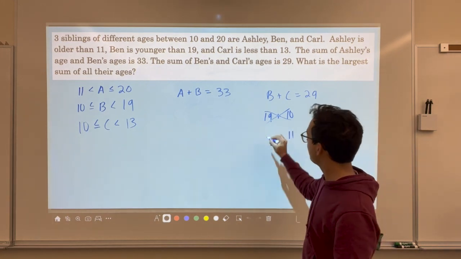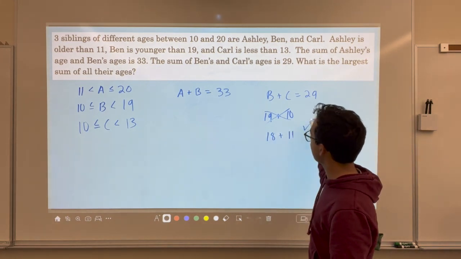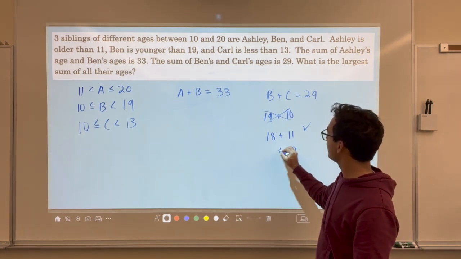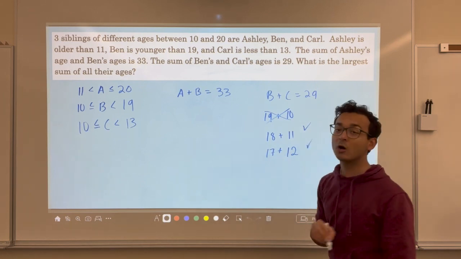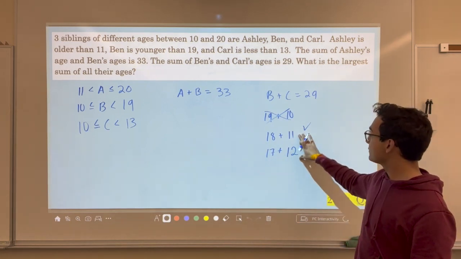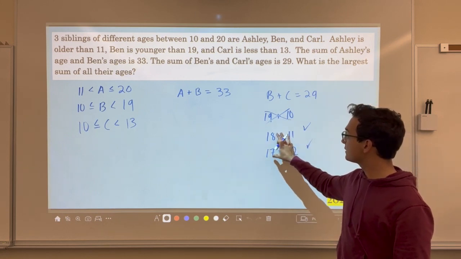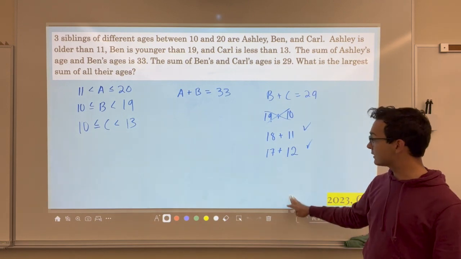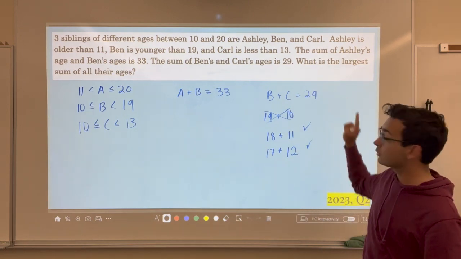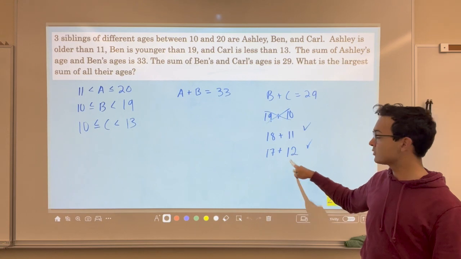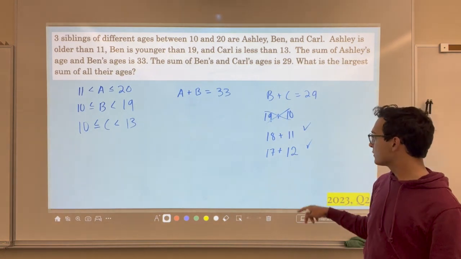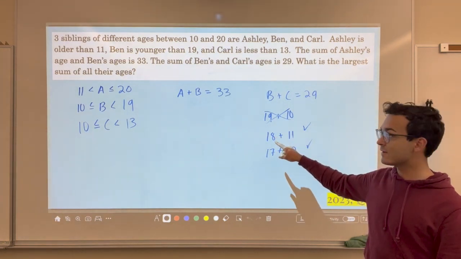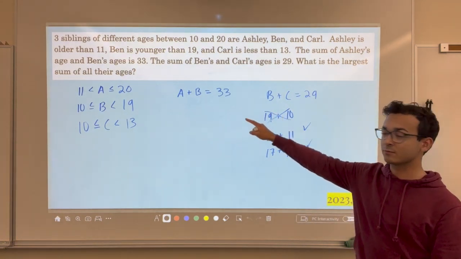What if C were 11? If C were 11, B is 18, and that is valid. And what if C were 12? If C were 12, then B would be 17, and that would also be valid. So these two scenarios are valid, so now we can use these two values of B to test over here. Notice that I didn't continue because Carl cannot be 13 years old. 12 is the oldest age that he can be. So now we know that C can only be 11 or 12, and B can only be 18 or 17, so we can use this information to test over here.